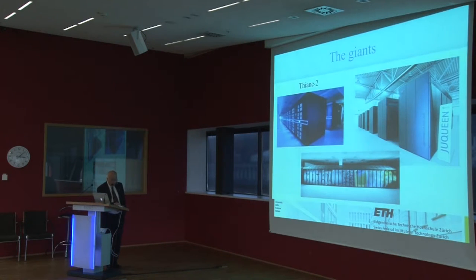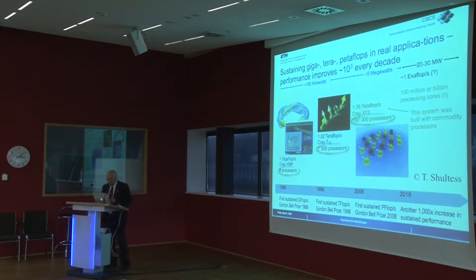This machine is really enormous. I don't know whether you have ever seen one of them. This is the Chinese machine. That's the Blue Gene IBM machine in Zurich, and this is Titan in Oak Ridge, really huge, with hundreds of thousands of processors put to work together on the same problem.